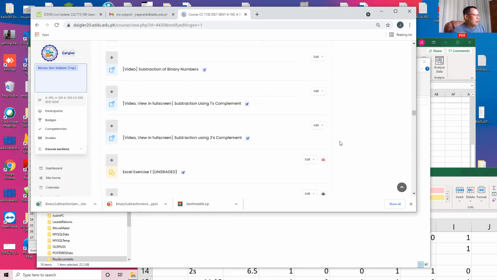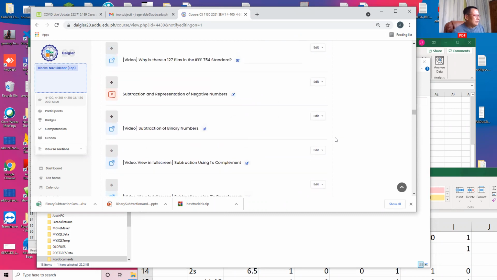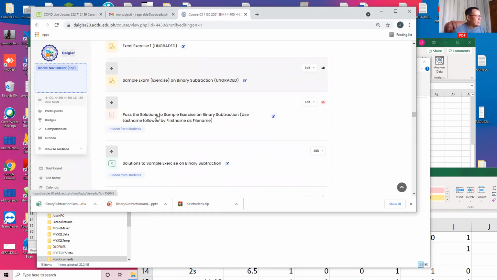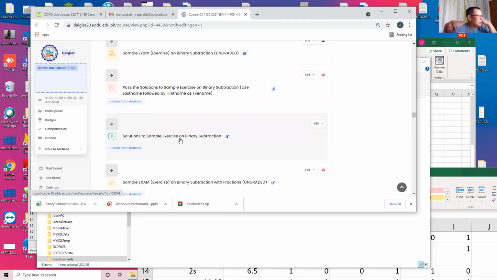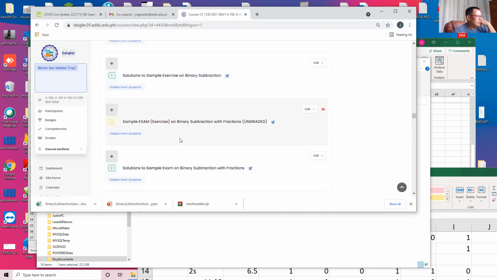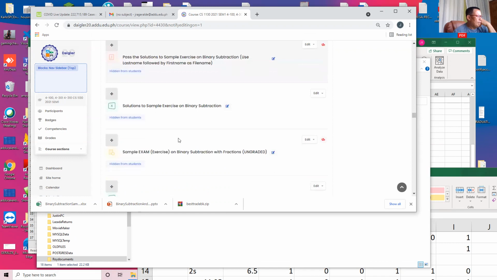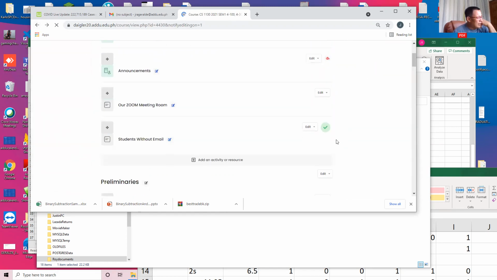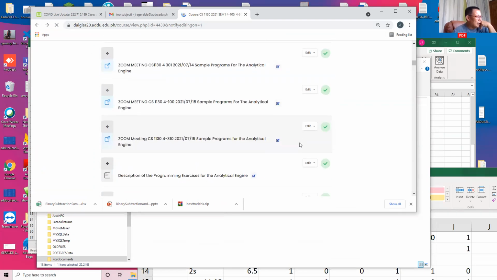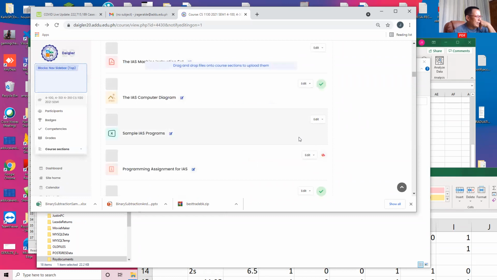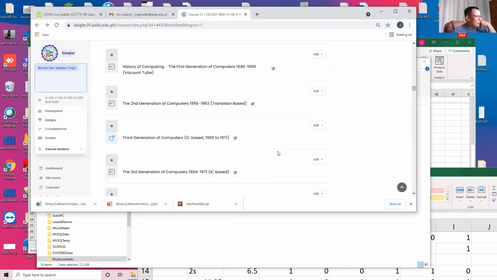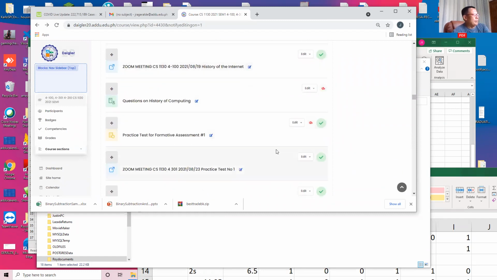Here are other examples for binary subtraction. It's a sample exercise, but there's a solution to the sample exercise. I should have the sample exam. Anyway, the solution is there. I don't like to show it to you yet. I'd like you to take a look at the sample exam, the sample test on binary subtraction. I will show you the solution next meeting. Anyway, there's a video on how to do subtraction using two's complement form.